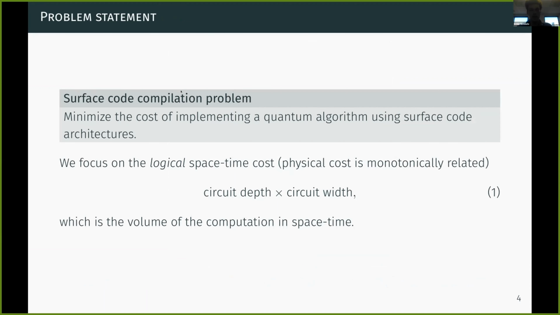Now the problem that we study is what we call the surface code compilation problem, which is to minimize the cost of implementing some quantum algorithm on the surface code architecture. In particular, we focus on the logical spacetime cost. We note that the physical spacetime cost is monotonically related, which is simply the circuit depth times the circuit width, some measure of the volume of our computation in spacetime.